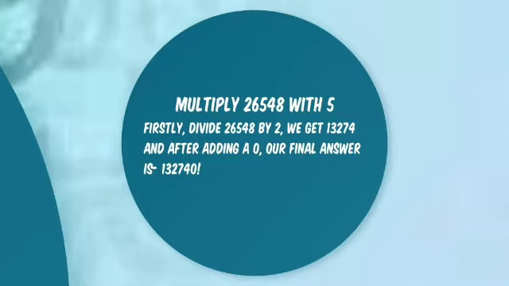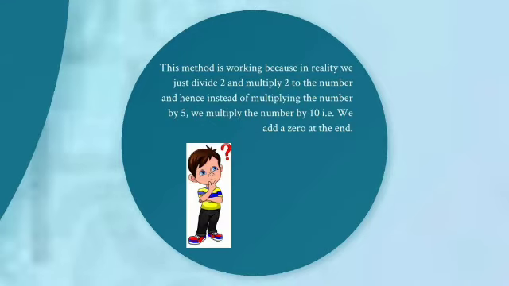For this number, when we divide 26548 by 2, we get 13274. And after adding a 0, our final answer is 132740. This method works because in reality we just divide and multiply 2 to the number, so the number does not change. And hence, instead of multiplying the number by 5, we multiply the number by 10, that is, we add a 0 at the end after dividing it by 2. Try it out for yourself.